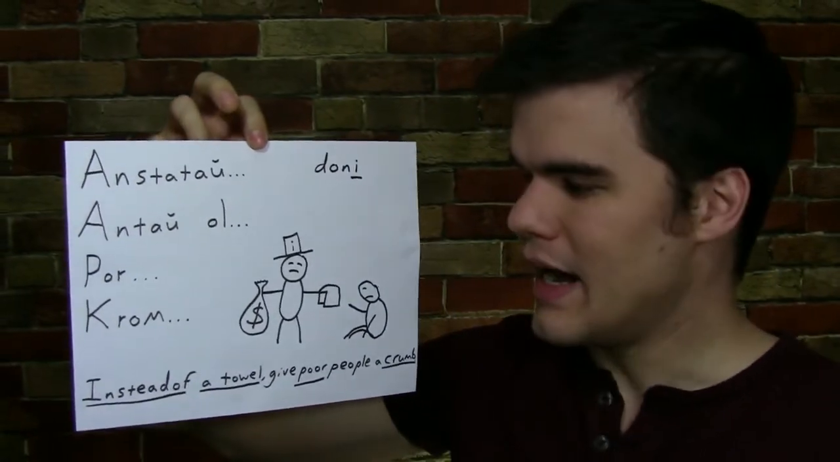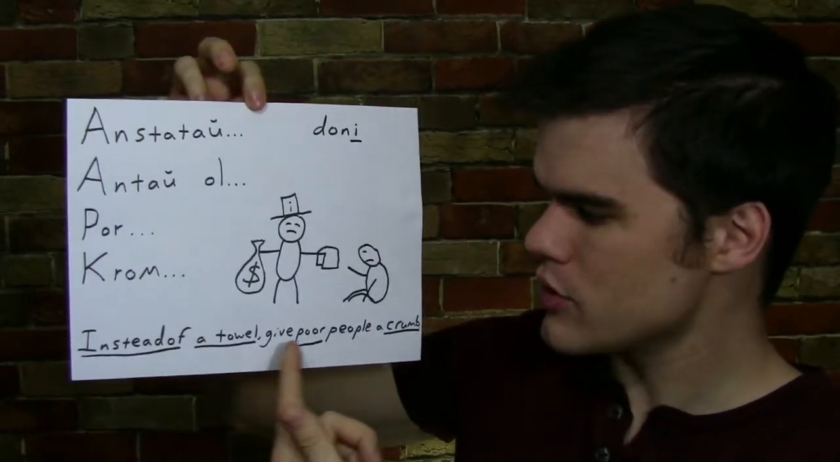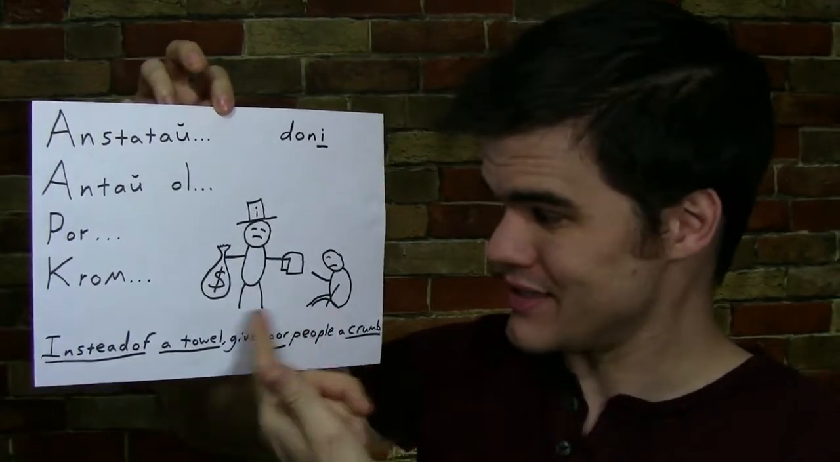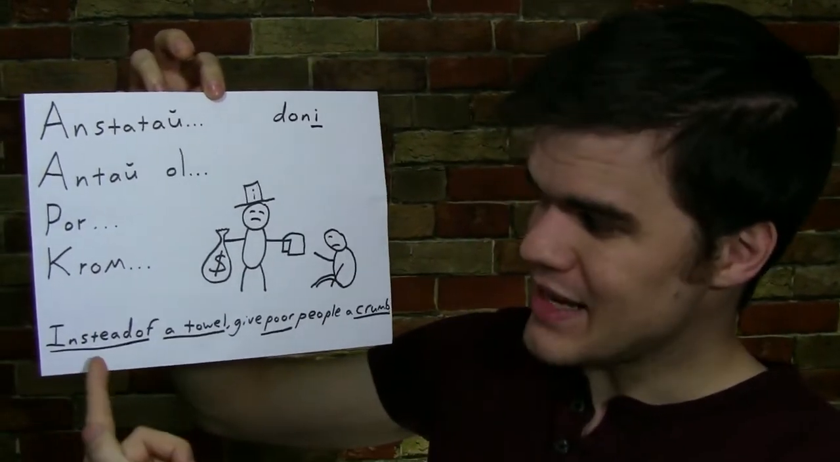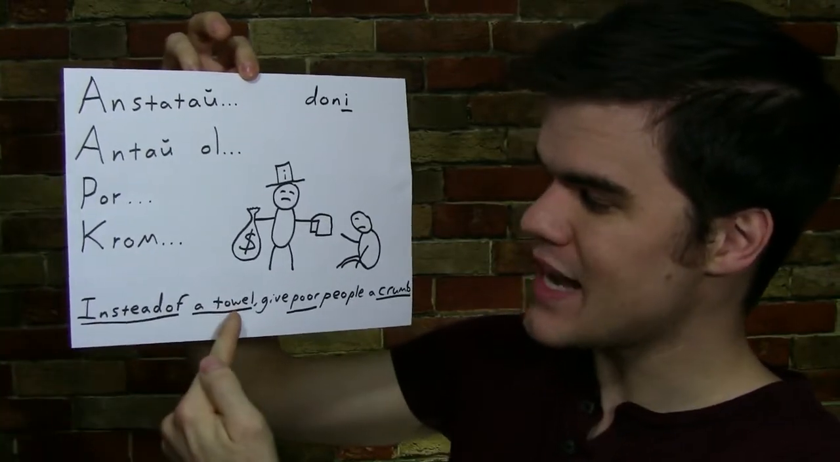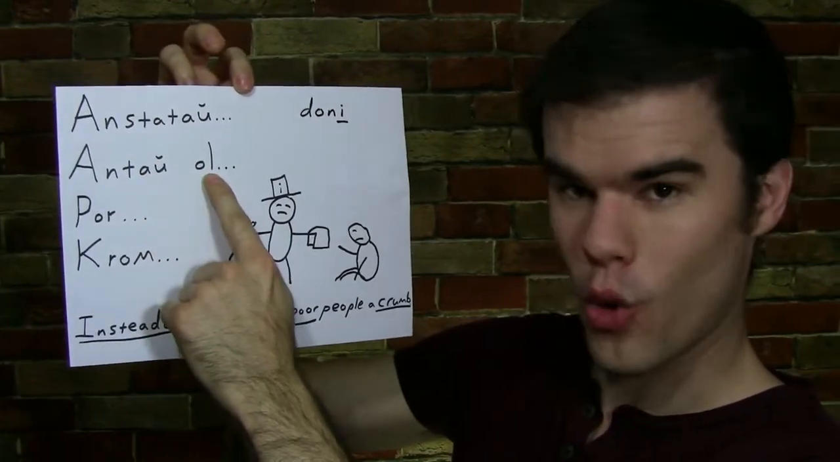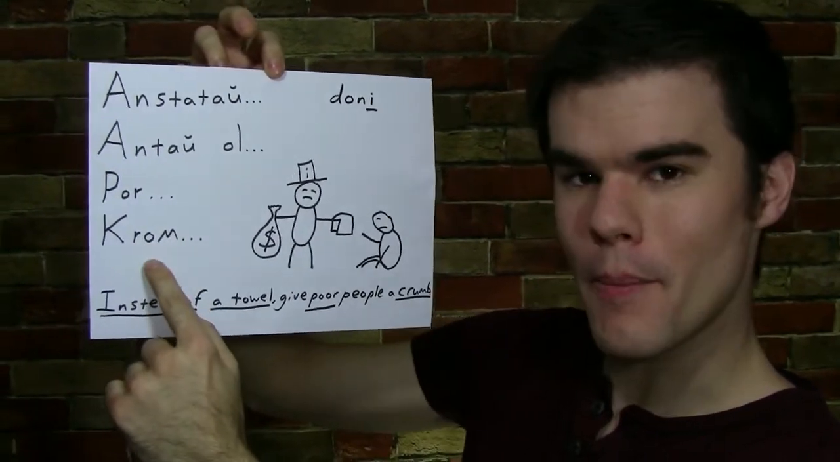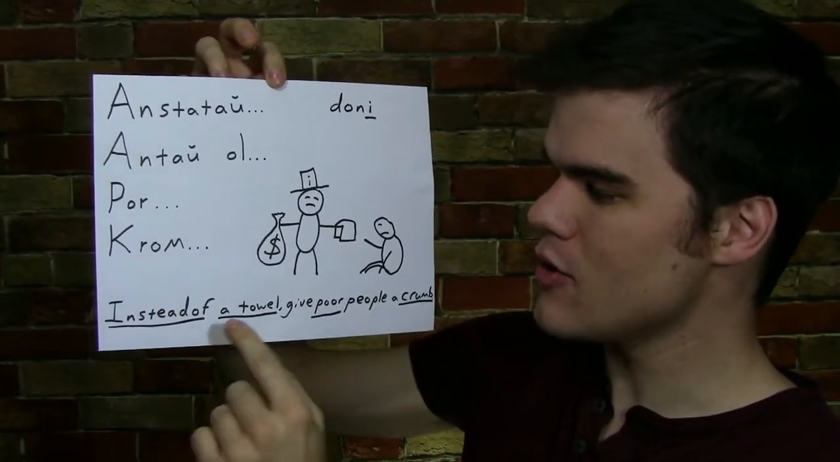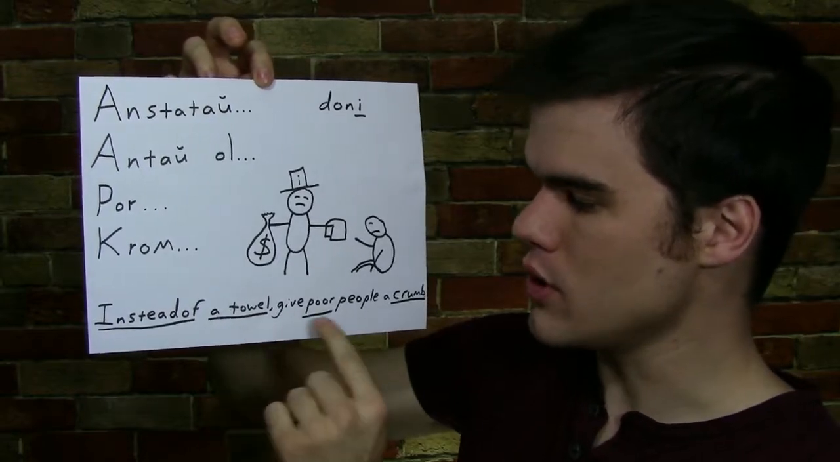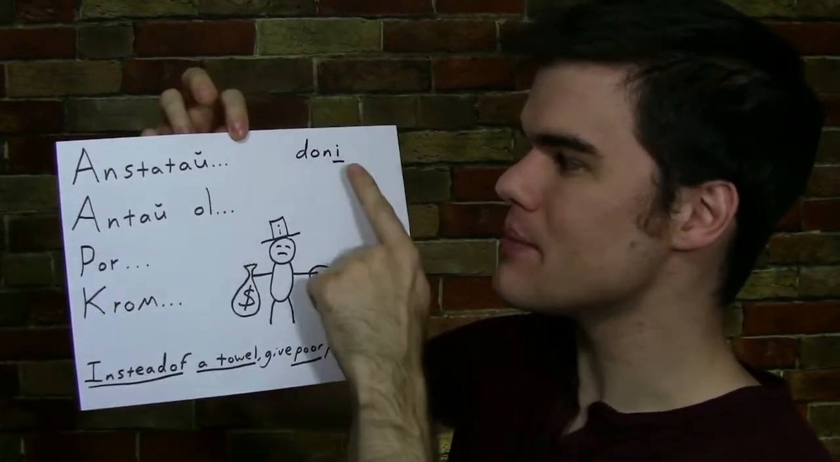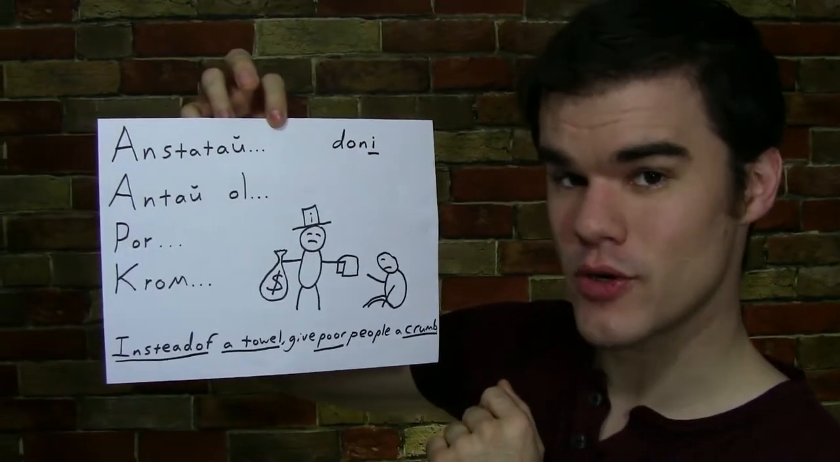I want food, right? So instead of a towel, give poor people a crumb. Just a crumb of bread would be a lot more useful to this guy, right? So instead of a towel, "an-towel," give poor people a crumb, okay? Anstataŭ, an-towel, por, krom. So remember, these four are followed up with infinitives, okay?